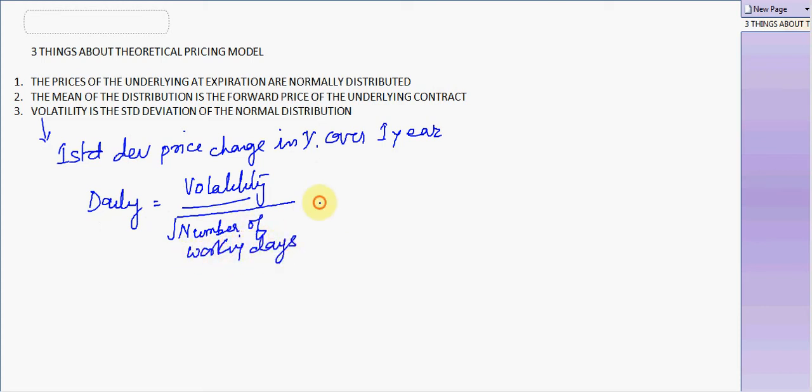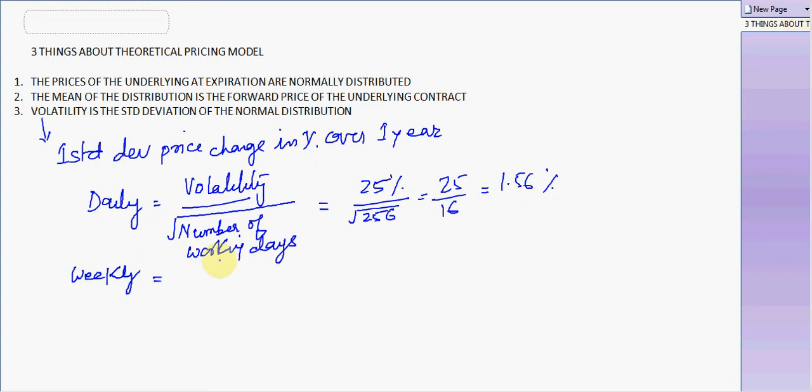So suppose the volatility is 25% and there are approximately 256 working days in a year, that would be 25 divided by 16, which is 1.56%. That would be the daily volatility. In the same way, if you want to calculate weekly volatility, that would be the volatility divided by the square root of the number of weeks, 52, that is 7.2, and that would be 3.47%. So this is how you calculate daily and weekly volatilities.